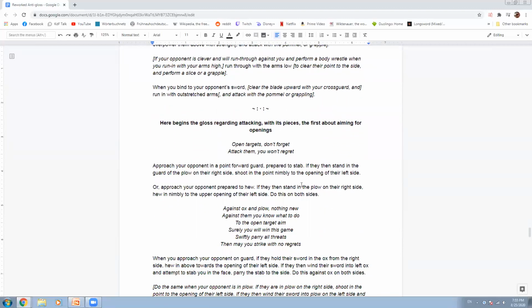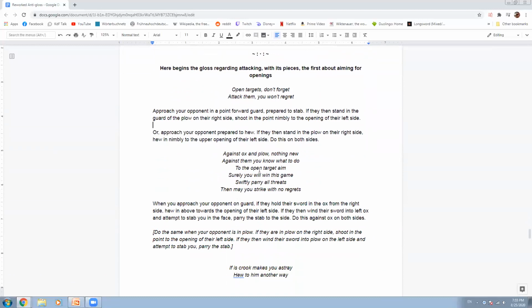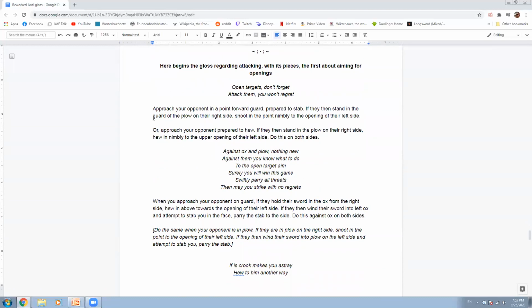Okay, so the next one is about attacking. Attacking and aiming for the openings. Approach your opponent in a point forward guard and prepare to stab. If they stand in the guard of the plow on their right side, shoot the point to the opening of their left side. Or approach and be prepared to hew. If they stand in the plow on their right side, hew to the upper left, to the opening of their upper left side. Do this on both sides. So this will be your Absetzen response.